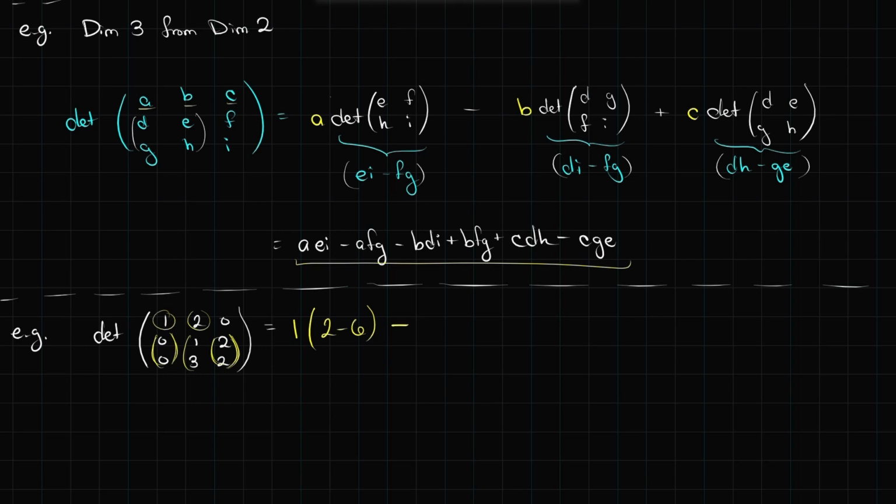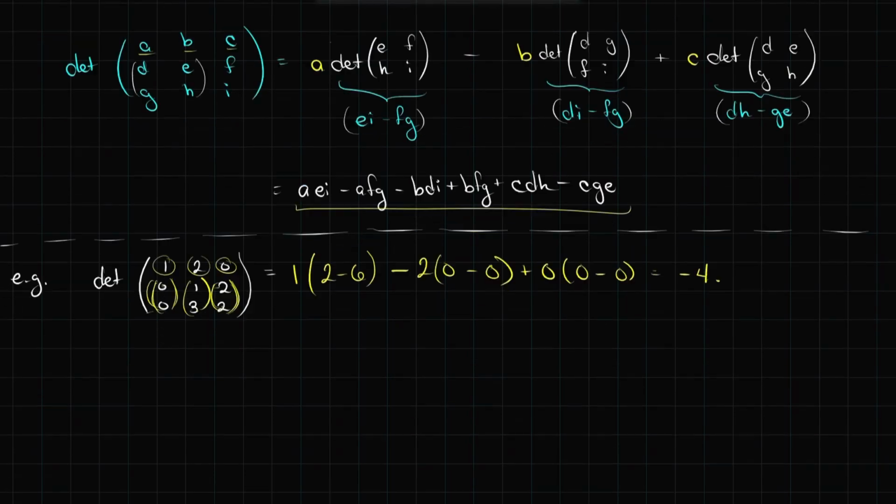the 0, 0, 2, 2, and that gives me 0 times 2 is 0 minus 2 times 0 is 0. Then I'm going to add this times that submatrix, which is 0 times 3. There's a 0 up top anyway. 0 times 3 is 0, minus 0 times 1 is 0. And what I'm left with is 1 times 2 minus 6, which gives me negative 4. So that's how you can calculate those determinants.